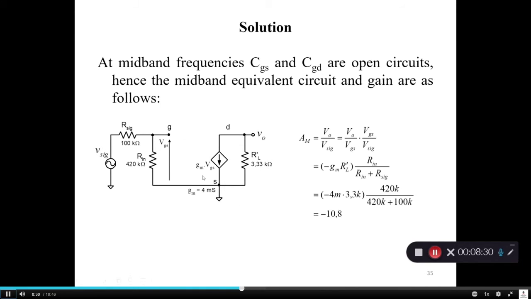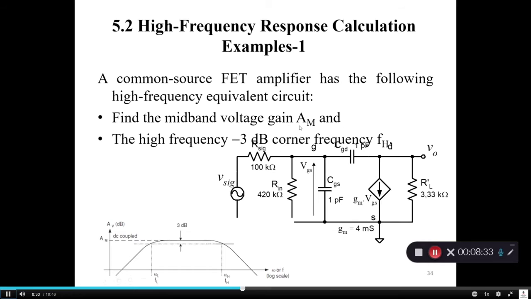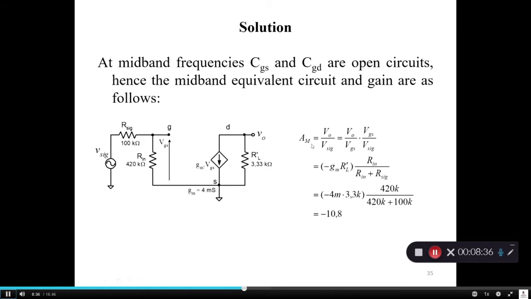Come to this circuit. In this circuit we have to find the AM, the mid-band voltage gain. Voltage gain is output voltage divided by input or signal voltage, so VO divided by V signal. How to find this VO upon V signal? You can think of the formula VO upon VGS multiplied by VGS upon V signal, or VO divided by the voltage at this terminal multiplied by the voltage at this terminal divided by V signal. We have done this type of process in the previous modules.